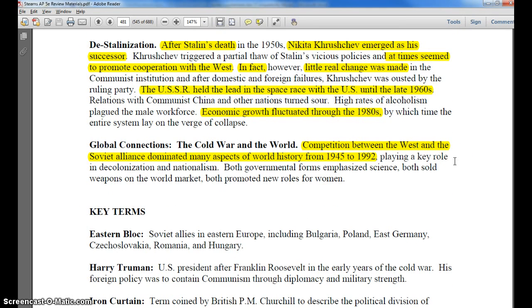All right, so then de-Stalinization. After Stalin died, there was a new successor, and they didn't really make a whole lot of changes, but they just kind of talked trash about Stalin after his death. And the USSR was ahead of us in the space race till we landed on the moon in 1969. And their growth is up and down, which eventually led to their downfall because they just couldn't economically keep up with us. So overall, this whole chapter is about the West and the Soviet competition.